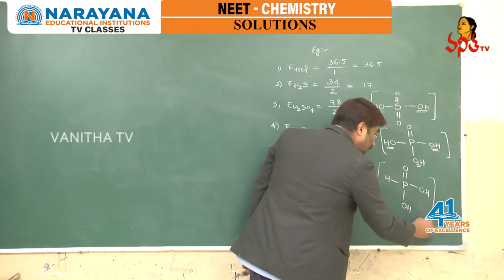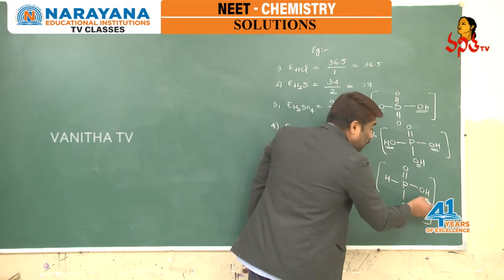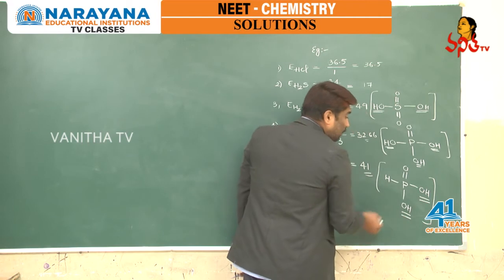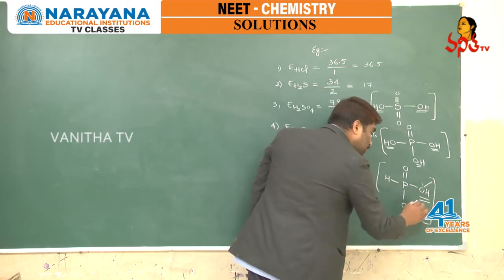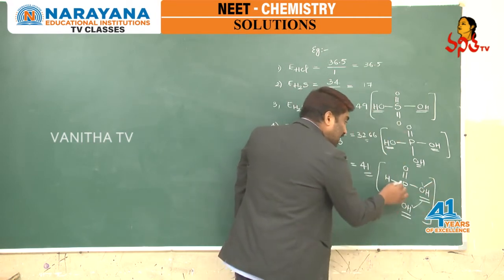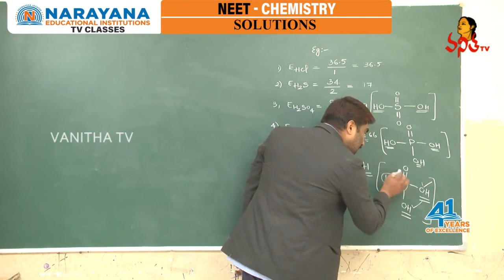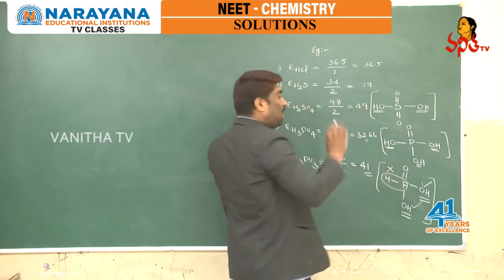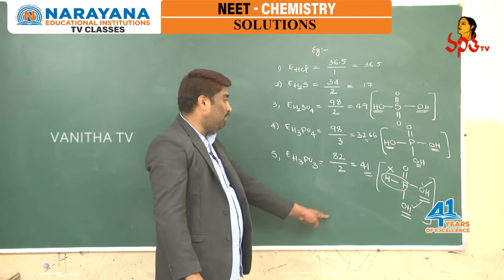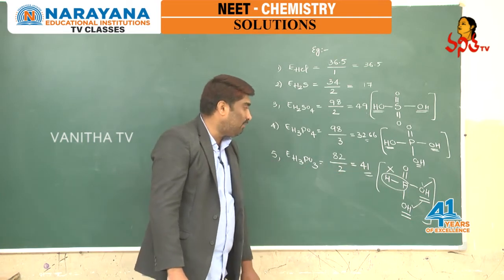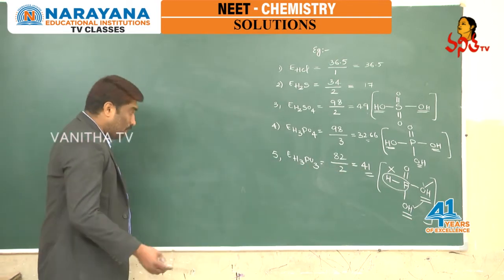Out of the 3 hydrogens, only 2 hydrogens are directly linked to oxygen. Therefore, these 2 are replaceable hydrogens. Here this is the hydrogen linked to phosphorus, which is not said to be replaceable hydrogen. Therefore, the equivalent weight is found to be 41 only.